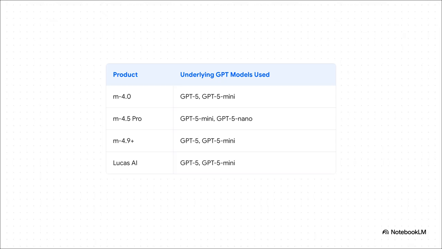But check out M4.5 Pro. It's the odd one out. It uses a unique mix of GPT-5 Mini and the even smaller GPT-5 Nano. That really suggests that for that specific professional use case, they found that this Mini-Nano combo delivered the perfect sweet spot for performance and efficiency.